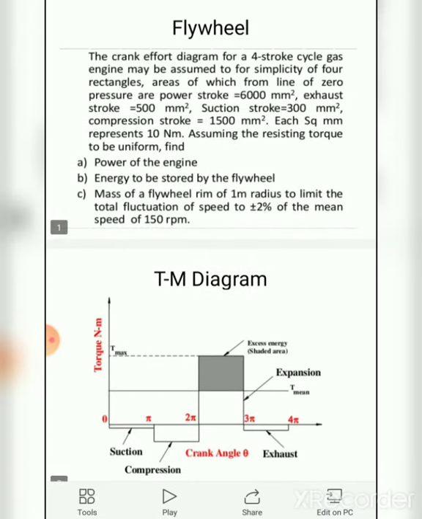So 3 things we have to determine here. First is the power of the engine, so first we have to find the power. Then the energy to be stored by the flywheel.